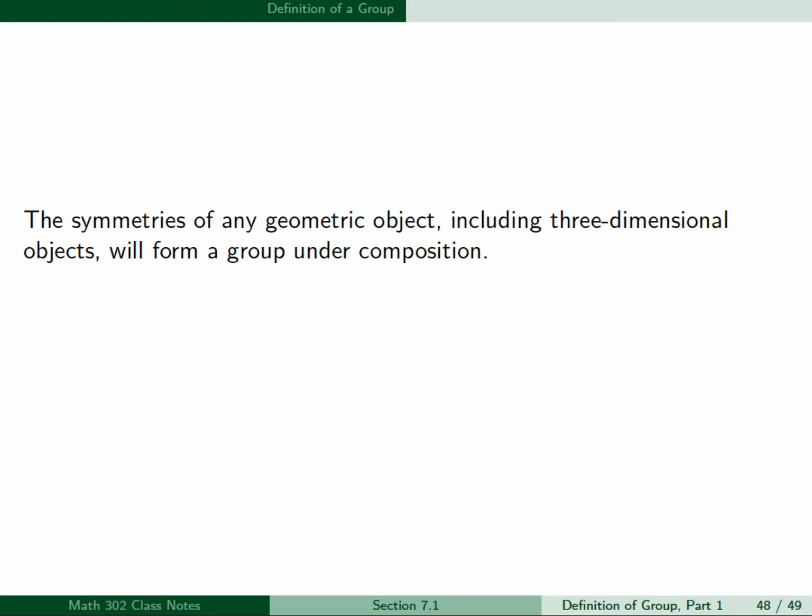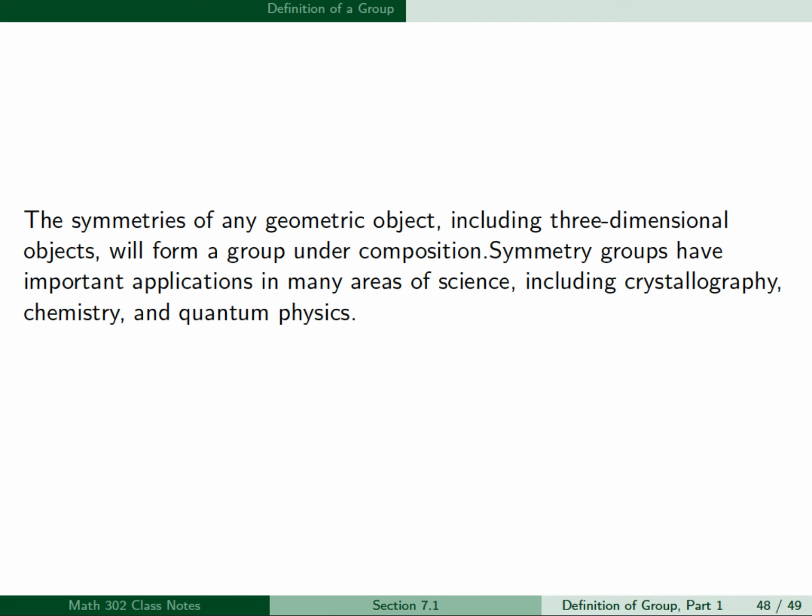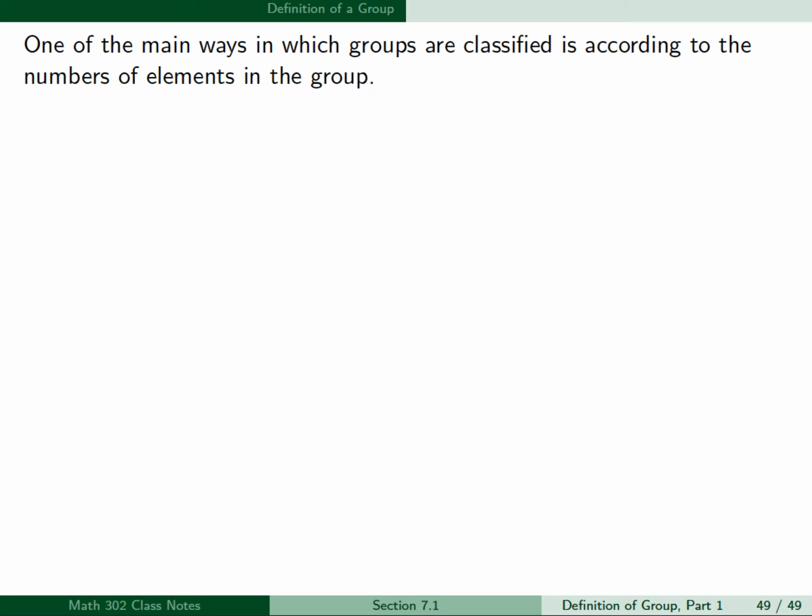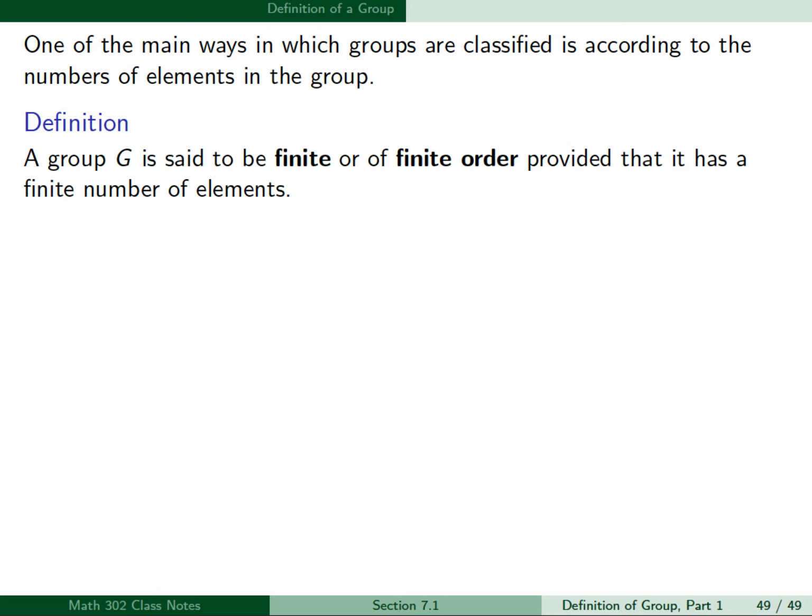Now the symmetries of any geometric object, including three-dimensional objects, will form a group under composition. Symmetry groups have important applications in many areas of science, including crystallography, chemistry, and quantum physics. One of the main ways in which groups are classified is according to the number of elements in the group. And this leads to the definition of order.